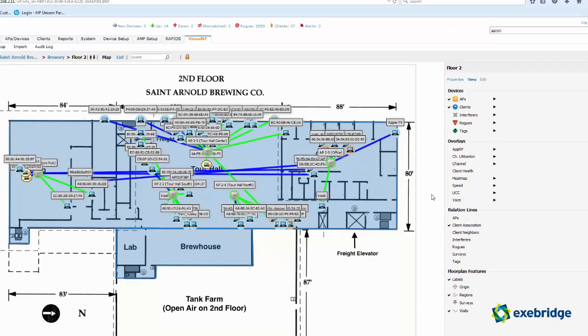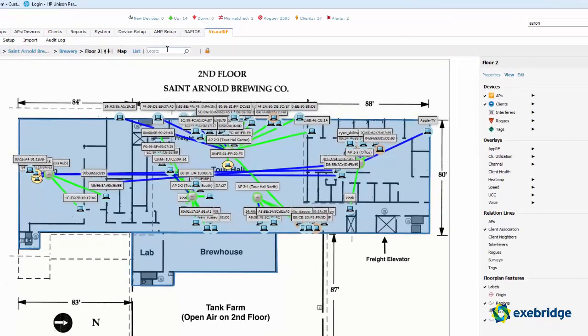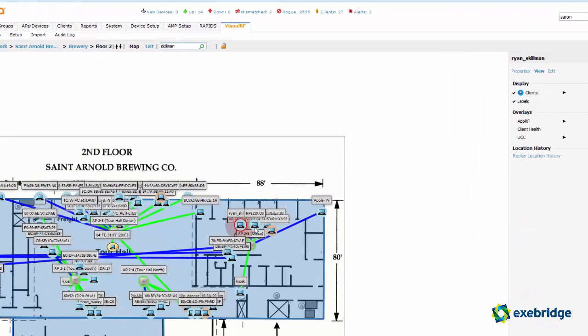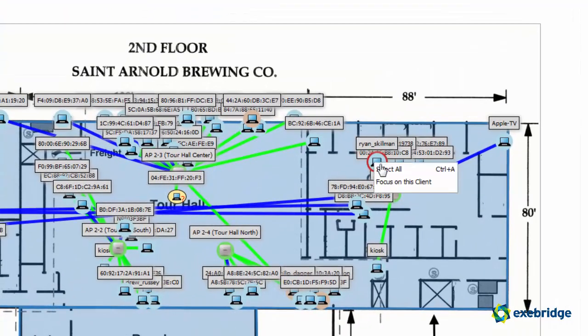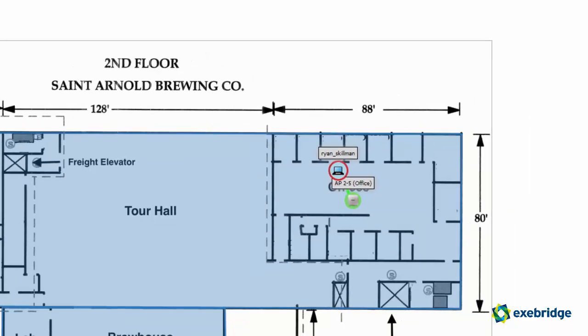I can then overlay my clients and see association with my clients. Again, because of our ability to triangulate and look at location tracking, I'm able to see exact locations of where my clients are. I can again come up here and search for particular clients that I may be interested in. And once I find that client, I can select them and focus on them and eliminate all other clients. One other really helpful feature about Visual RF is the ability to replay location history.